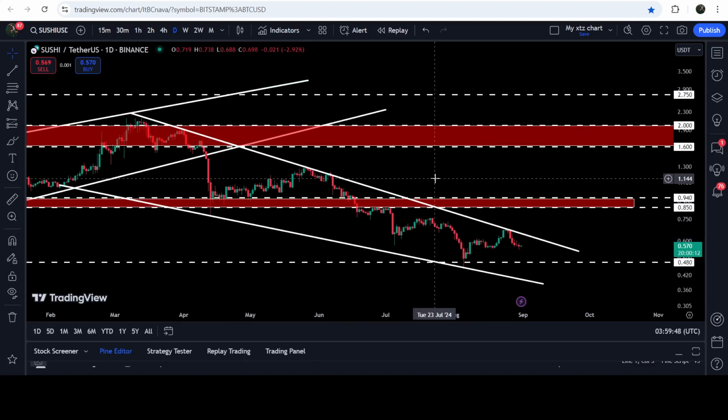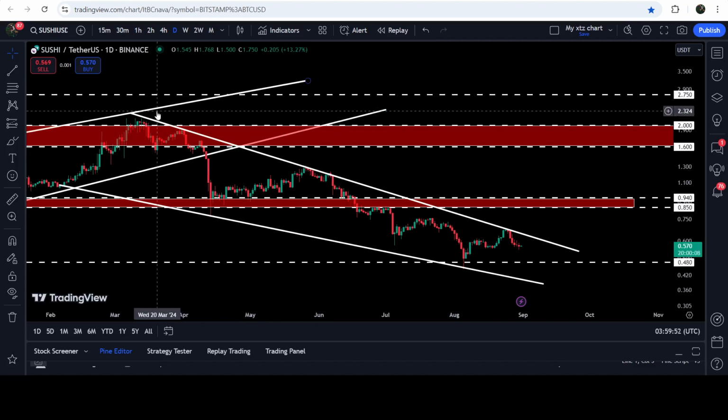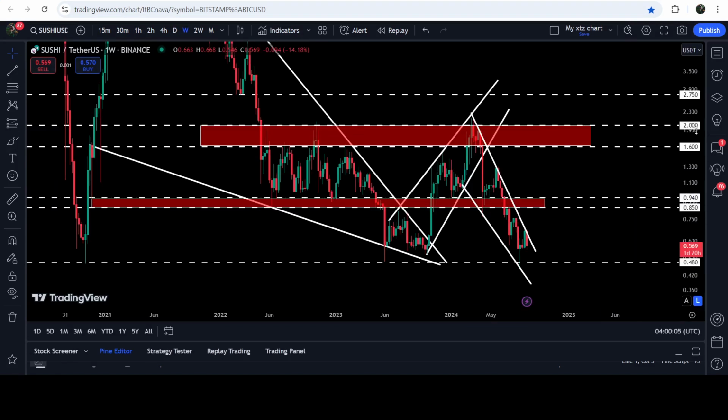And again, it can work as a strong resistance for the price line of SushiSwap. And after the breakout from this wedge, the technical target for the breakout will be here at the top of the wedge, approximately at $2.31. And by the way, before that, we will have another very long-term resistance zone that starts from $1.60 and goes to $2.